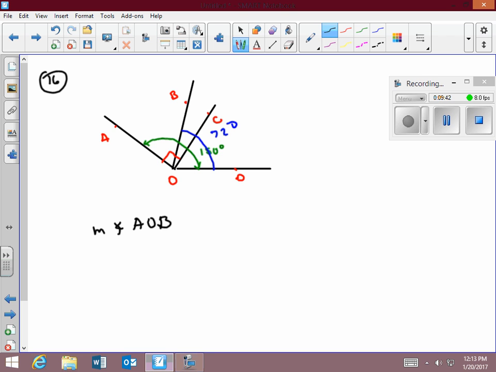So you would just subtract 72 from 150. Okay. 150 minus 72 is 78. And then they want the measure of angle BOC.